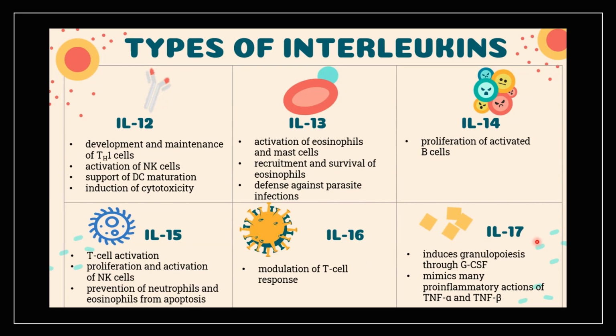Interleukin 17 originates from CD4 lymphocytes. Their target cells are epithelial or endothelial cells, fibroblasts, osteoblasts, monocytes, macrophages, B and T lymphocytes, myelomonocytic cells, and marrow stromal cells. Their major function is to induce granulopoiesis through granulocyte colony stimulating factor, and it mimics many pro-inflammatory actions of tumor necrosis factor alpha and tumor necrosis factor beta.